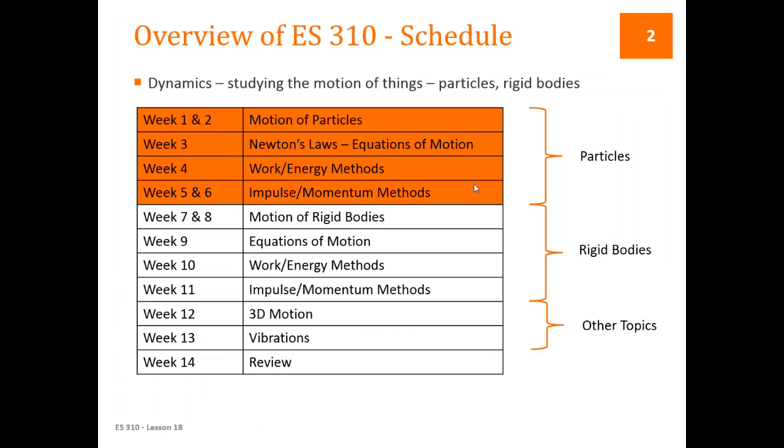So as an overview, we have now completed our work on particles. We looked at the motion of the particles, which was the kinematics, and then we looked at kinetics in three different ways, using Newton's law, using work-energy methods, and using impulse-momentum methods. We're now going to do the same four things with rigid bodies. So today we're going to start in on our motion of rigid bodies. We're going to continue that for a few lessons, and then we will look at equations of motion for rigid bodies, which are Newton's second law, work-energy methods for rigid bodies, and impulse-momentum methods for rigid bodies. Then we'll look at a few other topics to close out the semester.